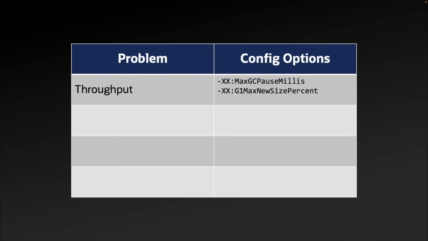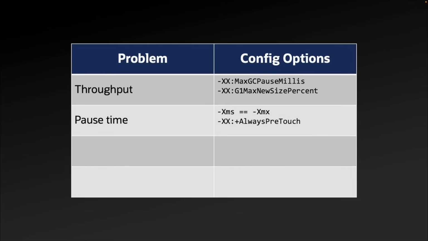If G1 does match your use case, but you're still running into performance issues, G1 has many performance tuning options. If improving throughput is the primary concern, increasing GC max pause times with a default of 200 milliseconds and G1 max new size percent values can help. Of course, manipulating this value lower can also be used for reducing pause times.